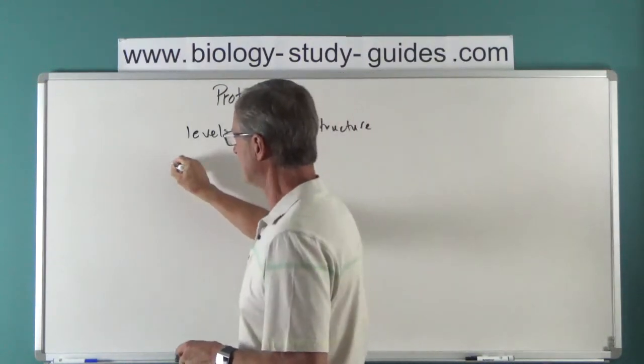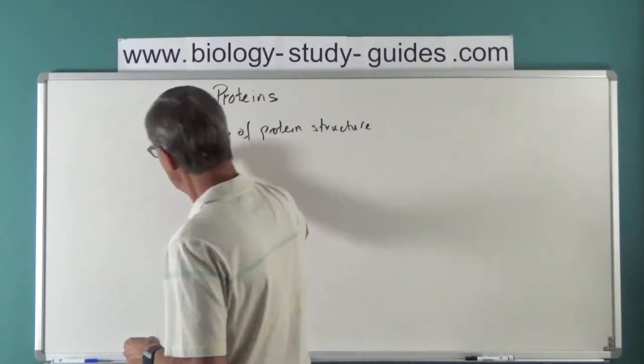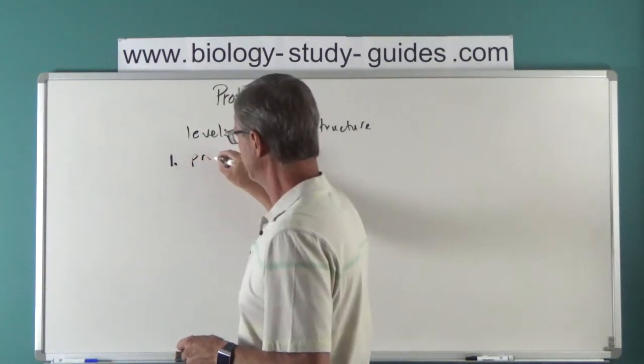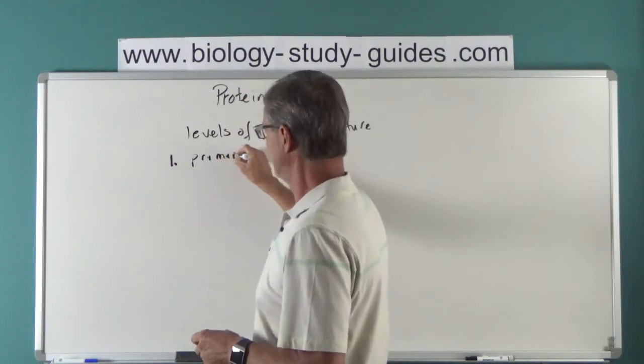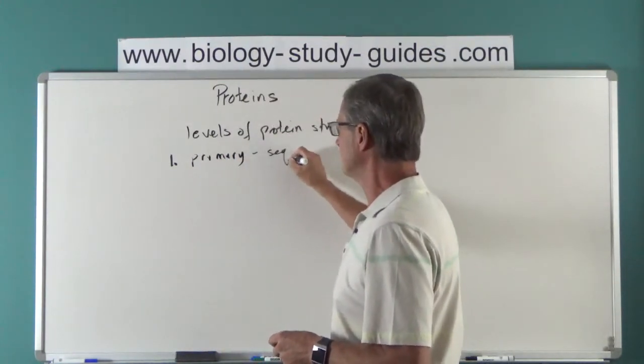Levels of protein structure. The first level, as it's called, is primary. So we talk about the primary structure of proteins, that is the sequence of amino acids.